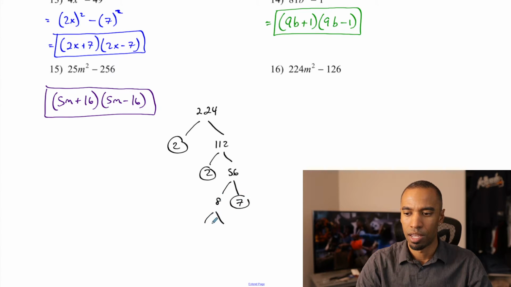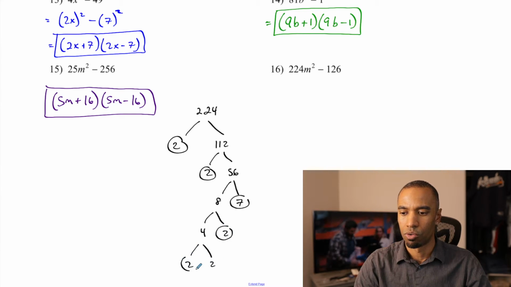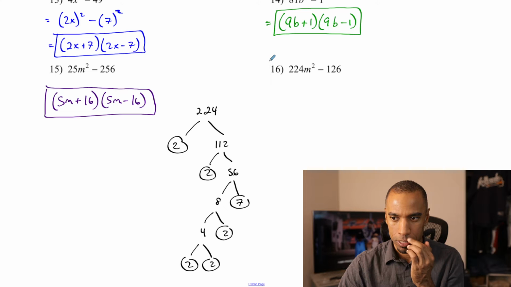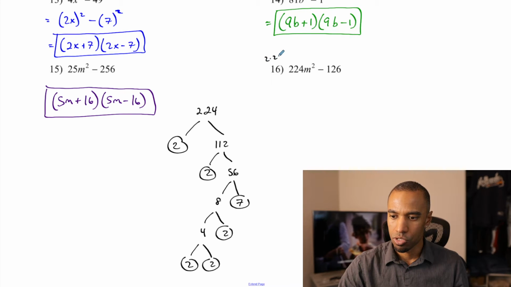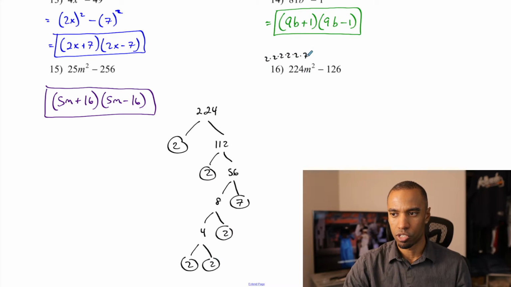7 is a prime number. 8 is 4 and 2. And 4 is 2 and 2. So 224 is 2 times 2 times 2 times 2 times 2 times 7. 1, 2, 3, 4, 5. 5 2s and a 7. 32 times 7, if you will.